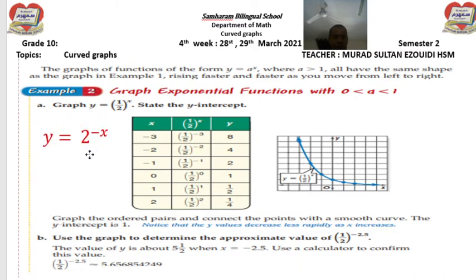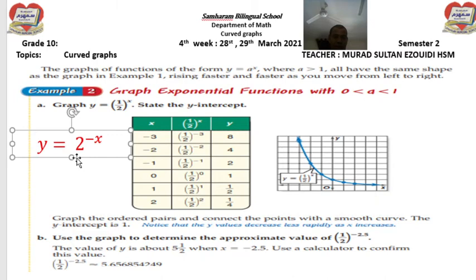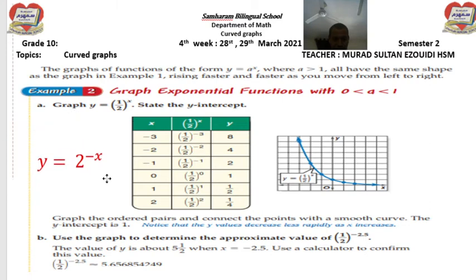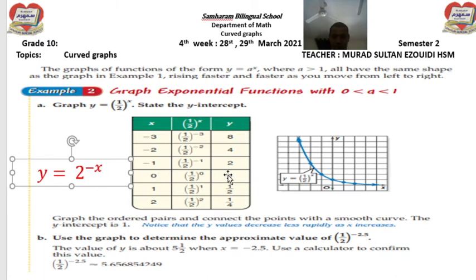Okay, you can see that. a is positive. Here the y-intercept is found when x equals 0. 2 to the power negative 0, which is 2 to the power 0, is 1. So this is the curve. Then just substitute in this equation: negative 3, it will be 2 to the power negative 3 which will be 8.